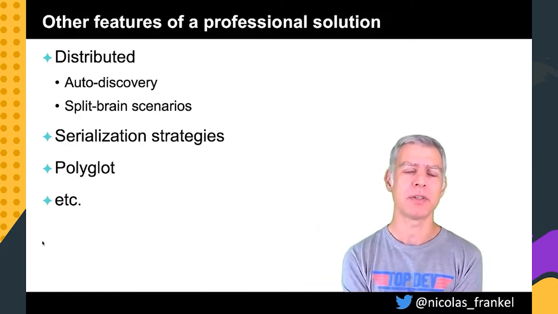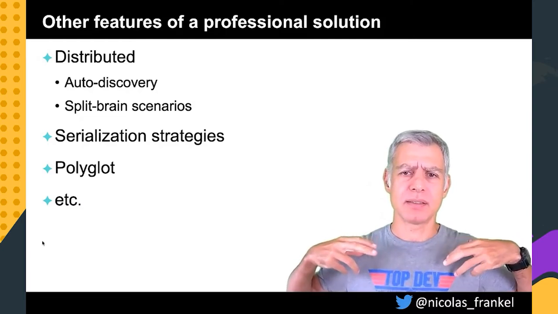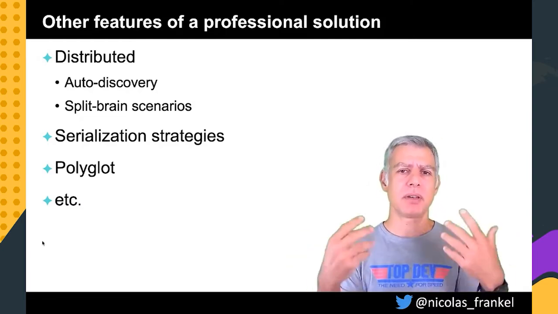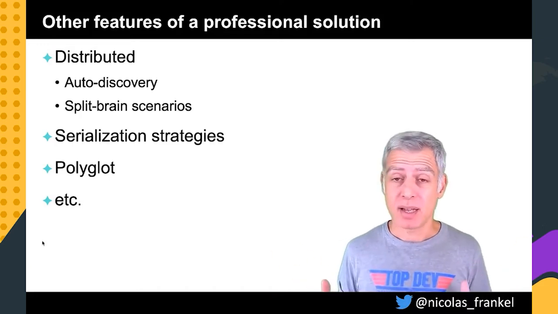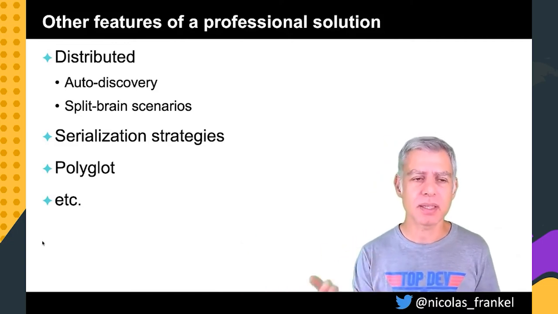Then when you put stuff into the cache, how do you serialize it? Do you serialize it according to a dedicated stack, like Python or Java or whatever, or do you serialize it in JSON so that you could have a cache that is accessed by different clients in different stacks?